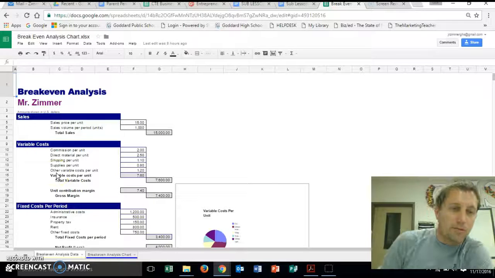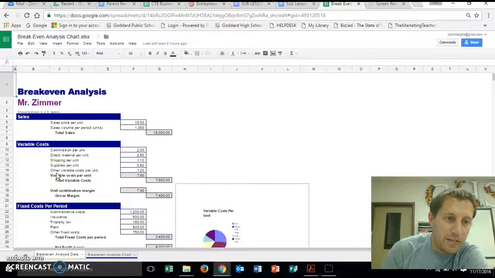Hello, entrepreneurship. Just trying to give you a little more information on the break-even analysis. So we're going to go through this. We talked about commission per unit. We also talked about direct materials per unit. These are the things that it costs to actually make your product.